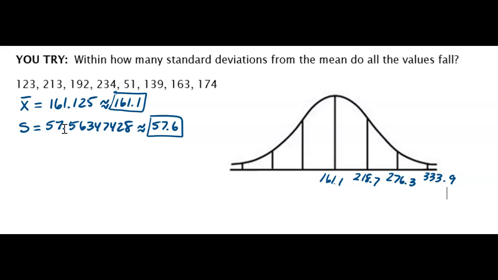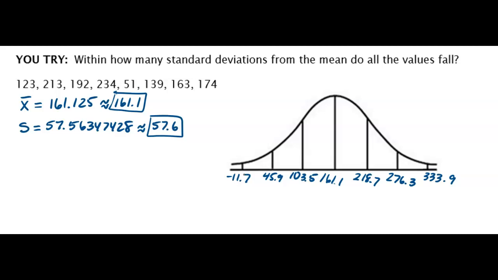So now we're going to start with our mean and we're going to subtract 57.6. So the first standard deviation to the left of the mean would be 103.5, then 45.9, and then our last one is actually negative, which isn't quite right, but it doesn't mean we did anything wrong. It just means that we can't have values that are negative.